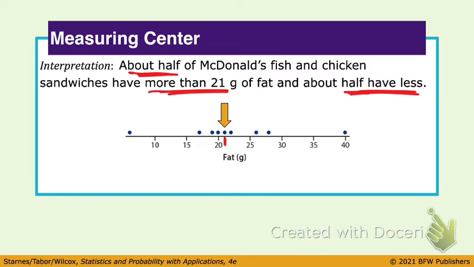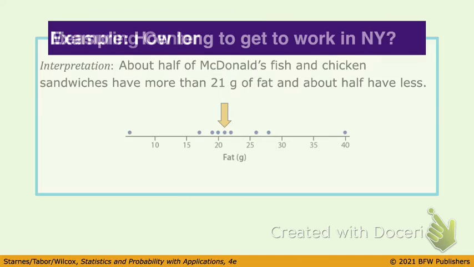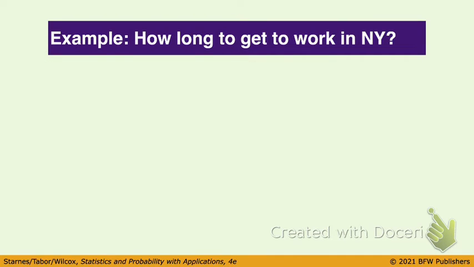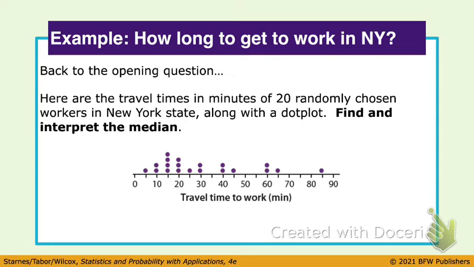So now we're going to go back to our original problem from the beginning, which was how long it takes to get to work in New York. This time we weren't given the numbers, we were given a dot plot. And so we want to find and interpret the median of this dot plot.